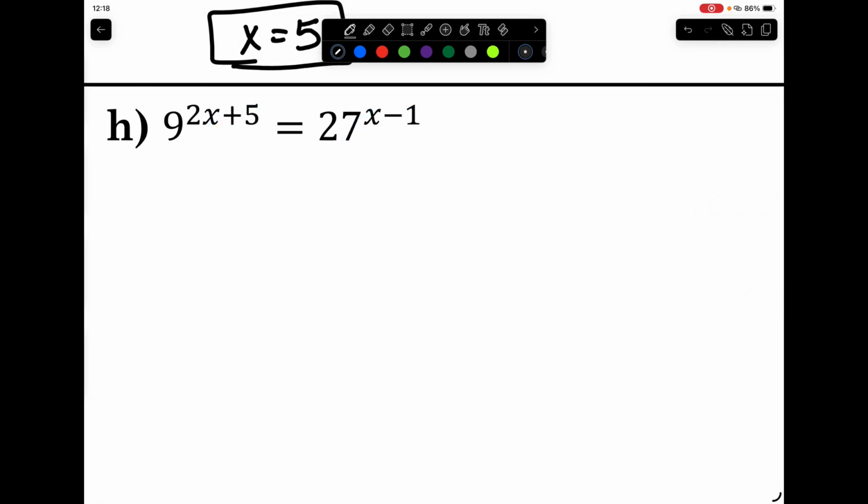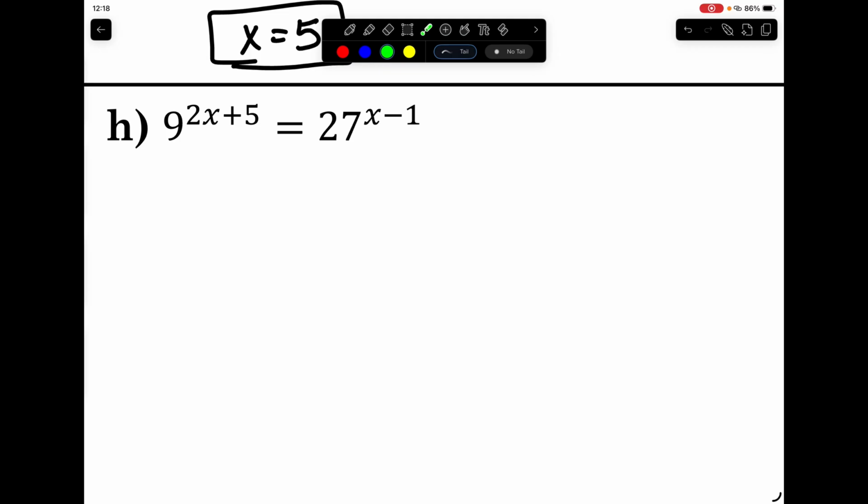Moving on to the last example on this front page, same scenario, same situation as the previous example. This and this power do not have the same base, and 9 cannot be raised to a power to give you 27, and vice versa. So what we're going to do is look for a number smaller than both 9 and 27 that can be raised to give us both of those numbers.